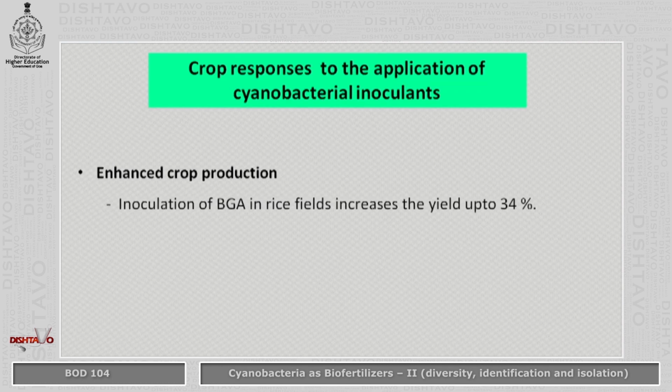Now, the crop responses to the application of cyanobacterial inoculants. Here it can be observed with respect to enhanced crop production, and the increase is up to 34%, and this increase in production is seen mainly in rice.